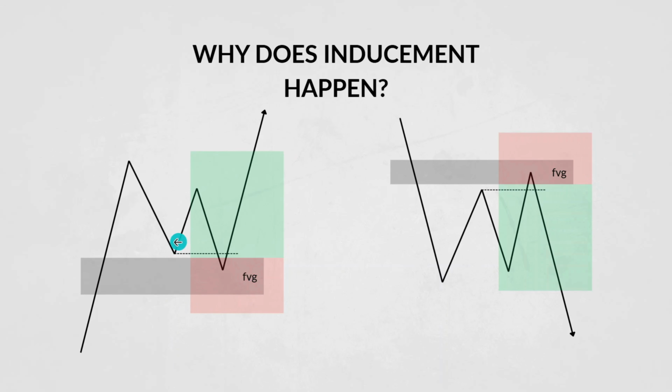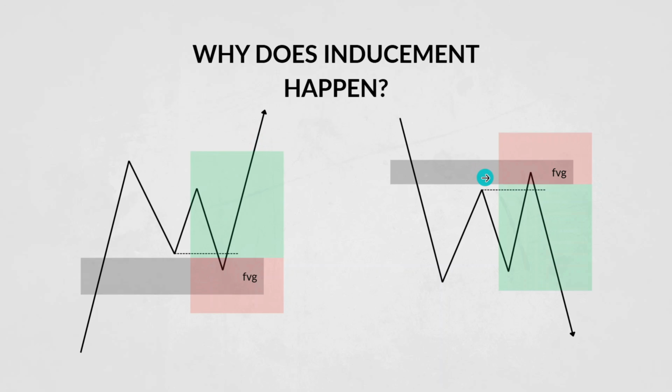A lot of traders would actually start buying from this level because they don't want to miss out on the trade. So what happens is price comes back down, takes out the early buyers, and then taps into this fair value gap before it then pushes to the upside.